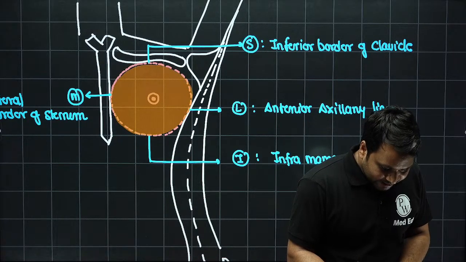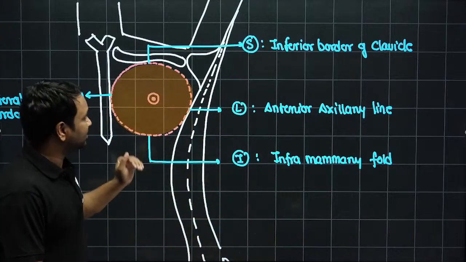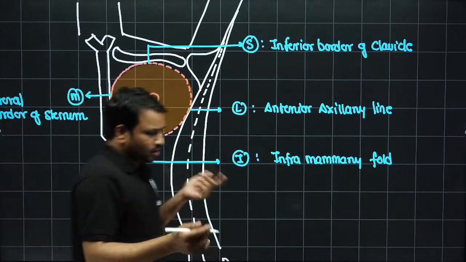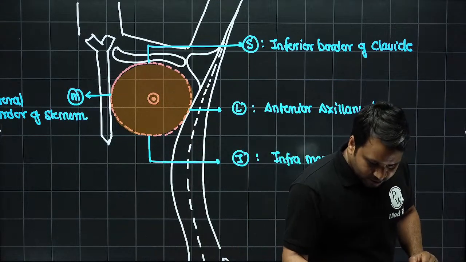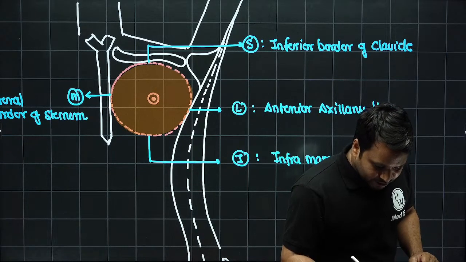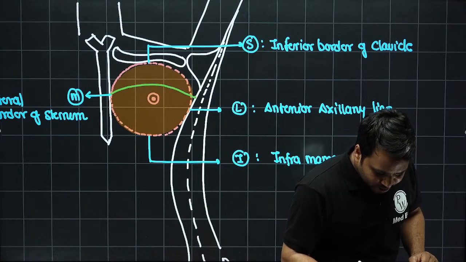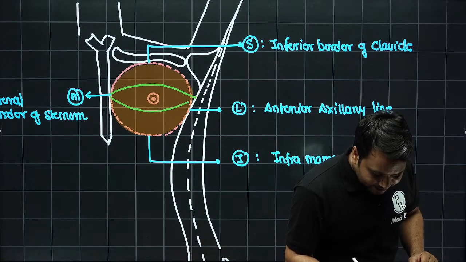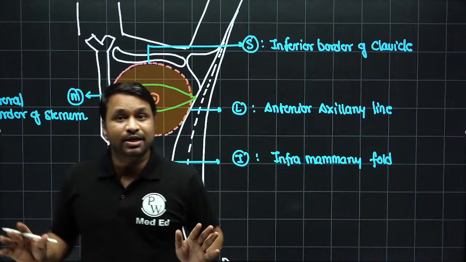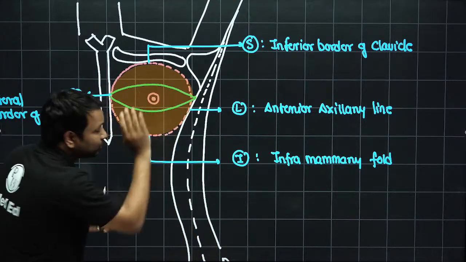So when I'm dissecting the breast, I know the superior extent. Normally, let's say you want to do a breast surgery, right? See, you have to put an incision. The incision in breast surgery is usually an elliptical incision. I will not extend the incision beyond the extent of the breast. So my incision will always be from the lateral border of the sternum to the anterior axillary line.